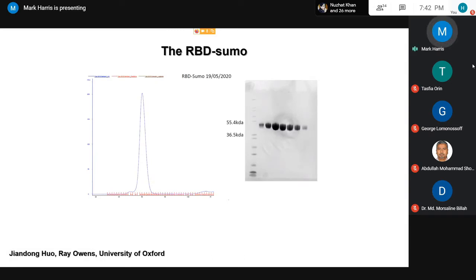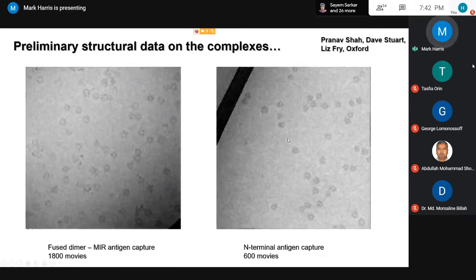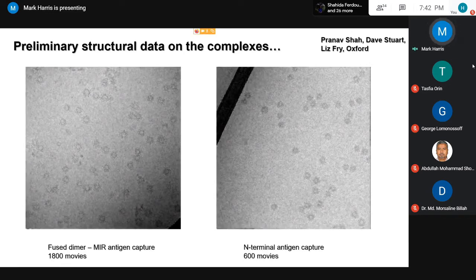So the labs in Leeds unfortunately closed, but our colleagues at Oxford were allowed to work, in a very limited capacity. And they made the receptor binding domain with a SUMO tag. And you can see that protein here. It looks nice and pure. They then mixed the VLPs with the RBD SUMO and took some images.